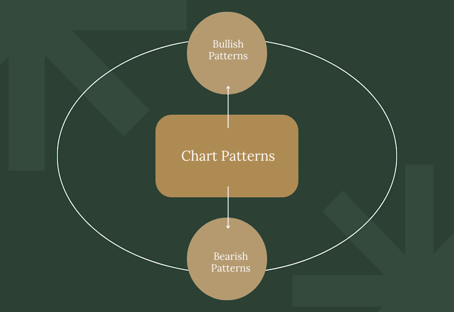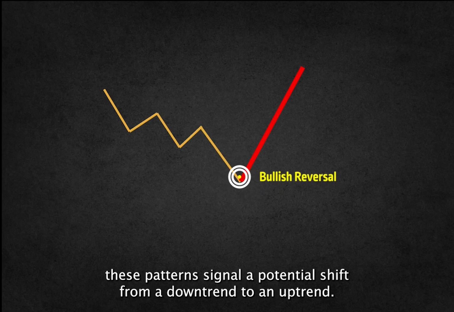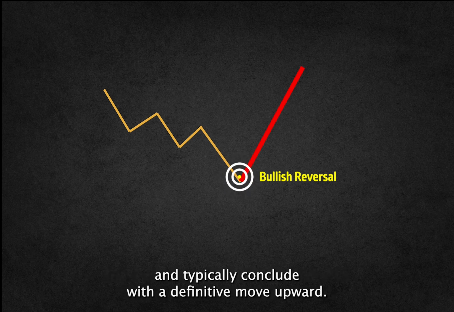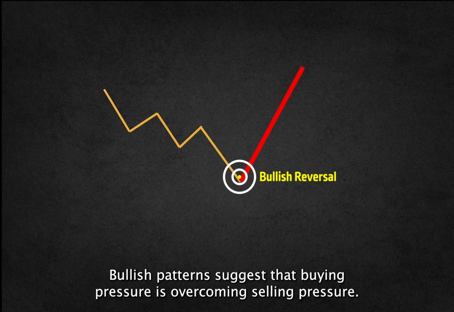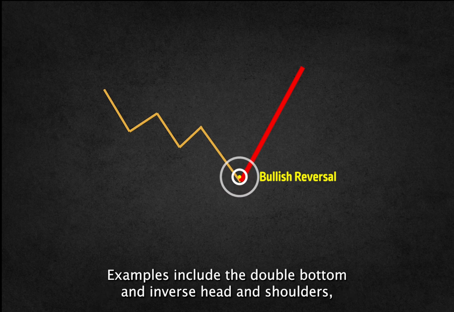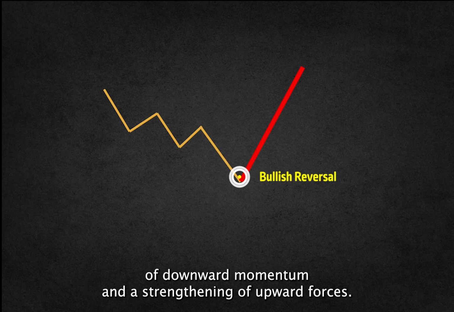Before we cover every reversal chart pattern, you have to know that there are two types: bearish and bullish reversal patterns. Bullish reversal patterns signal a potential shift from a downtrend to an uptrend. They form after a price decline and typically conclude with a definitive move upward. Bullish patterns suggest that buying pressure is overcoming selling pressure. Examples include the double bottom and inverse head and shoulders, where prices form specific shapes indicating a weakening of downward momentum and a strengthening of upward forces.